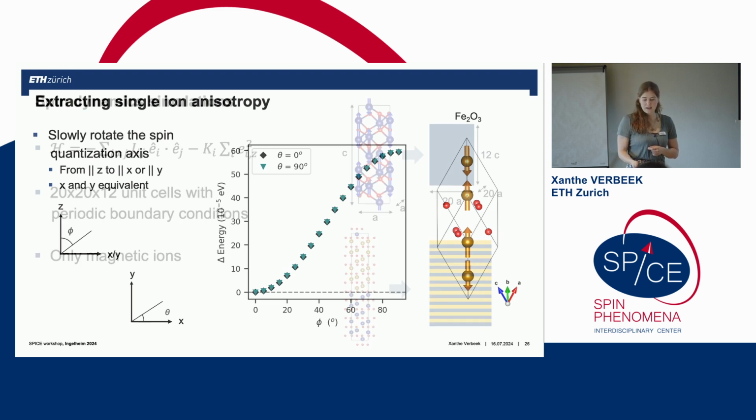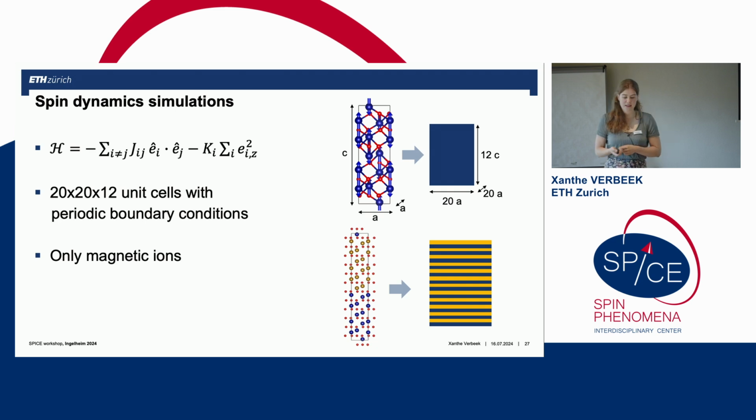And we see the same for the iron oxide, except that here the single ion anisotropy is quite a bit larger. Now, in our spin dynamics simulations, we make larger unit cells starting from our DFT unit cells. This means for the bulk compounds that we just have a larger chunk. But for our heterostructure, this means that we actually get supercells with 12 layers of each compound. And of course, we simulate only the magnetic ions because the role of the oxygen in facilitating the exchange is completely absorbed in what we extracted from DFT.